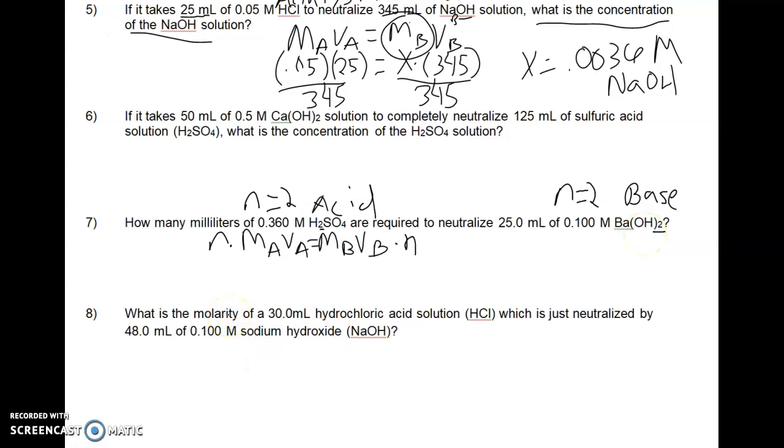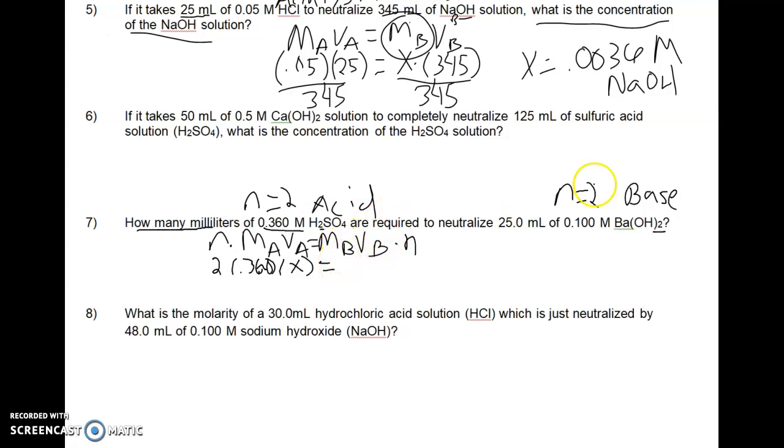Alright, so let's plug in stuff into the equation. Focusing on our acid side first, like we said, we know we have 2 moles of our acid, so that is going in the n spot. We know that our concentration of the acid is 0.360 because it's right here. It's the capital M. And then our volume we don't know. It says how many milliliters, so we don't know our volume. So I'm going to just put an x there.